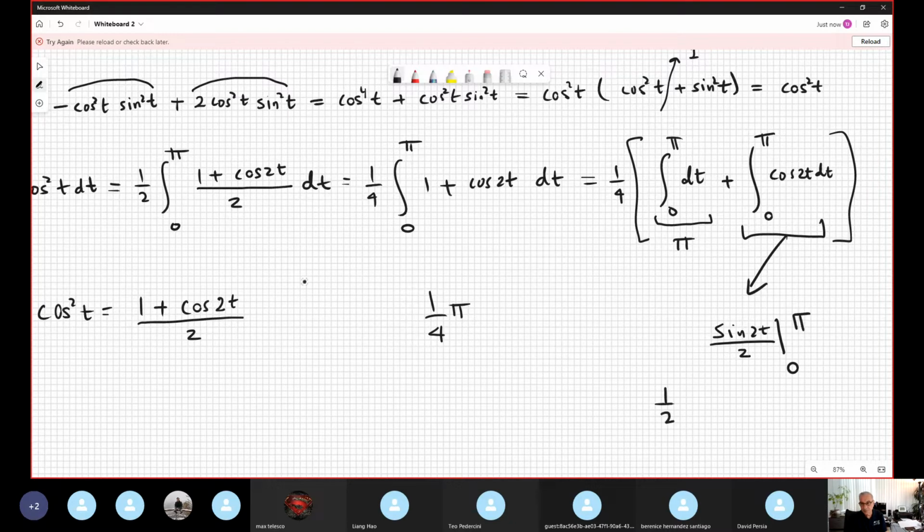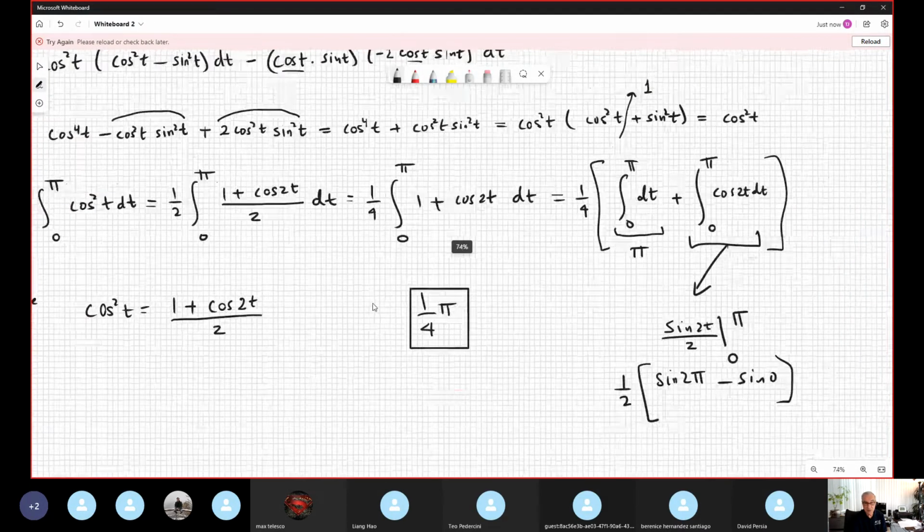So 1/2 again, sine pi, sine 2 pi. You already have 2 pi minus sine 0. Both are 0. The answer is 0. And this is the final answer. Makes sense.